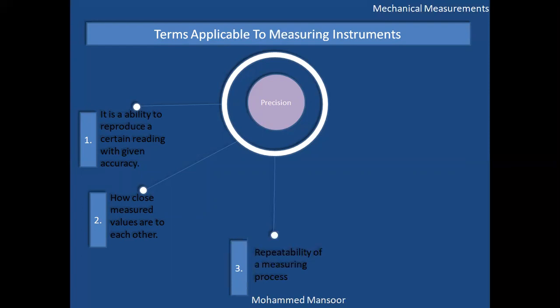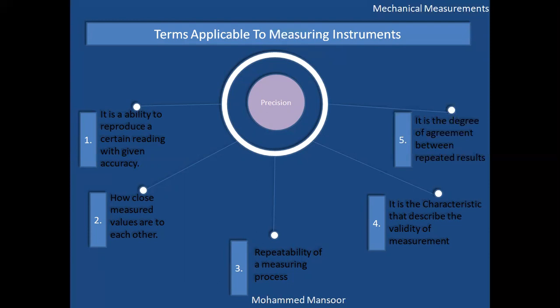So we can say it is the repeatability of a measuring process. Repeatability means the ability of a process to repeat itself, to repeat the value again and again. Precision is a very important characteristic that describes the validity of any measurement. The measurement's validity mainly depends upon the precision. We can also regard precision as a degree of agreement between the repeated results.